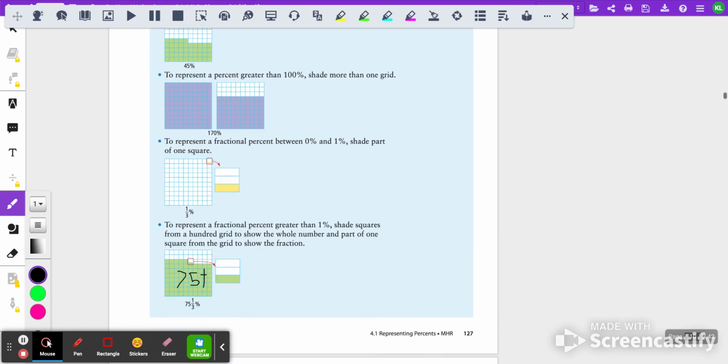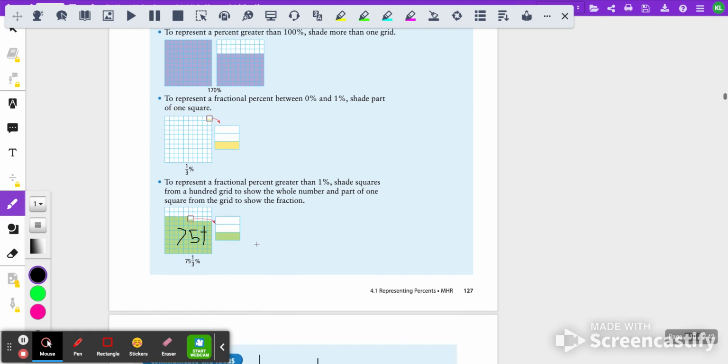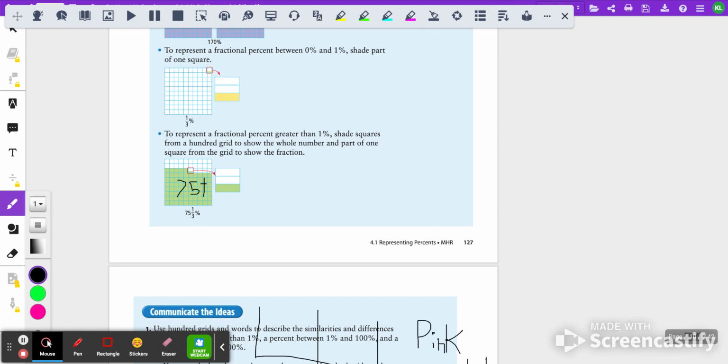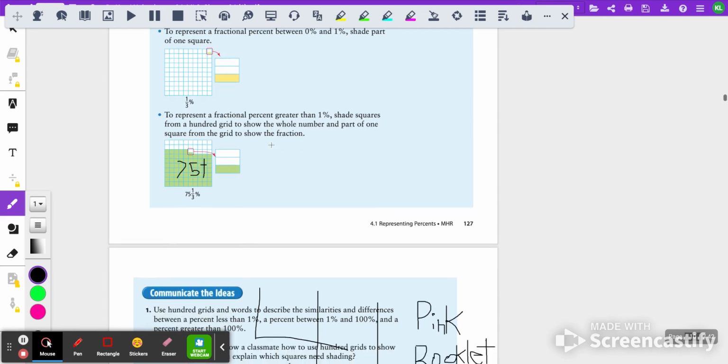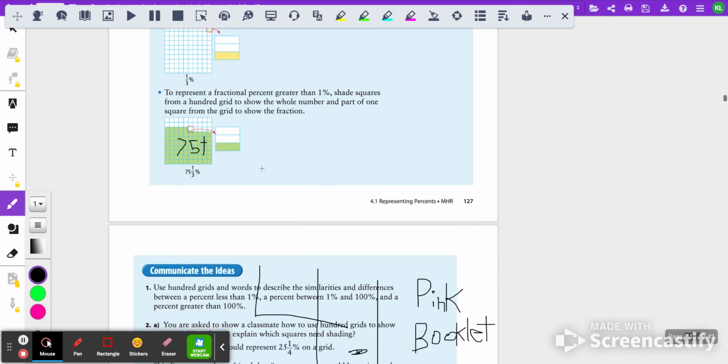To represent a fractional percent between 0% and 1%, shade in part of the square. So I've shaded in 1 part out of 3. This is 1/3%. And I can represent a fractional percent greater than 1% by shading in the 100 grid whole numbers first, and then shading in 1 square to show the fraction. So 75 little squares here, plus 1/3 of a square is shaded in.